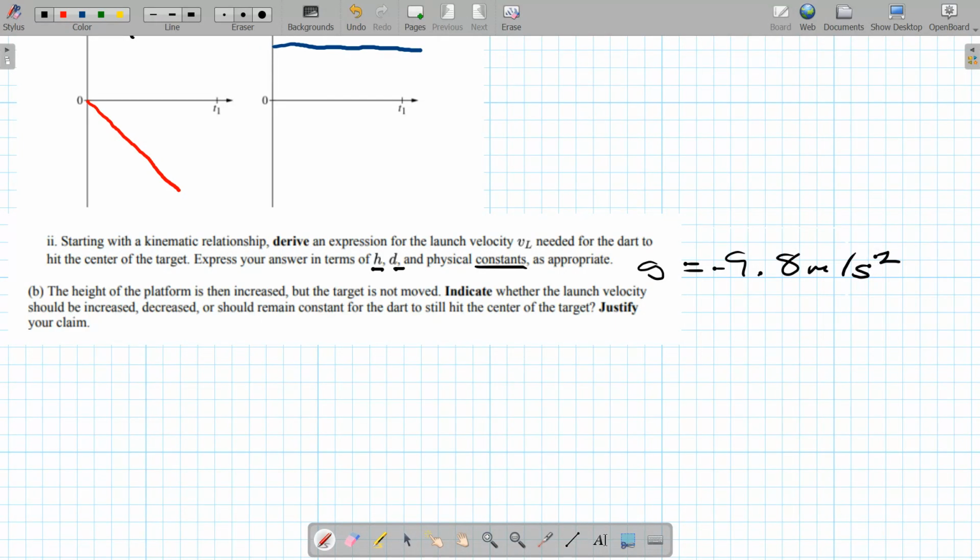Okay. B, the height of the platform is then increased, but the target isn't moved. Indicate whether the launch velocity should increase, decrease, or remain the same. All right. So now for that one, there's a couple of ways you could do this.